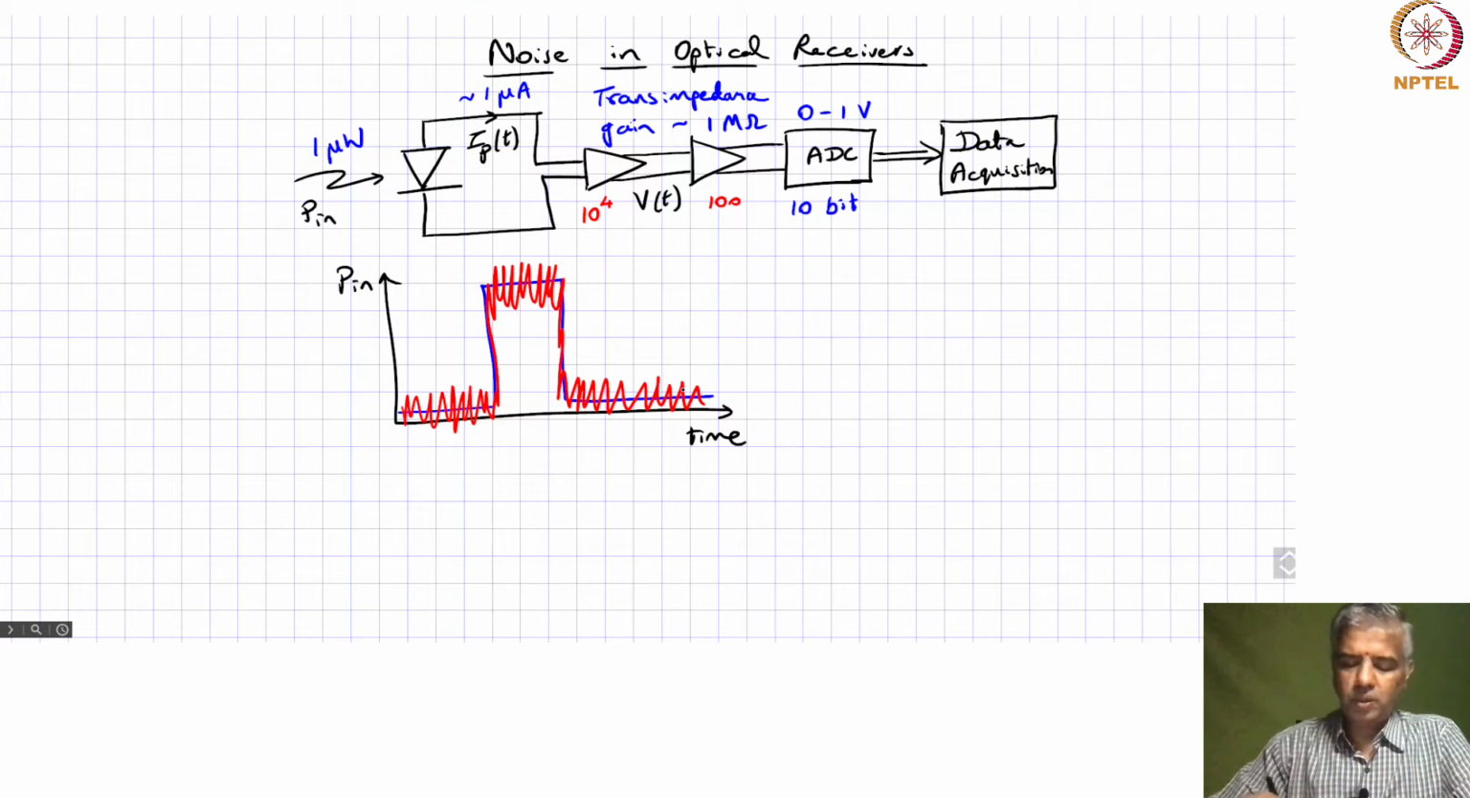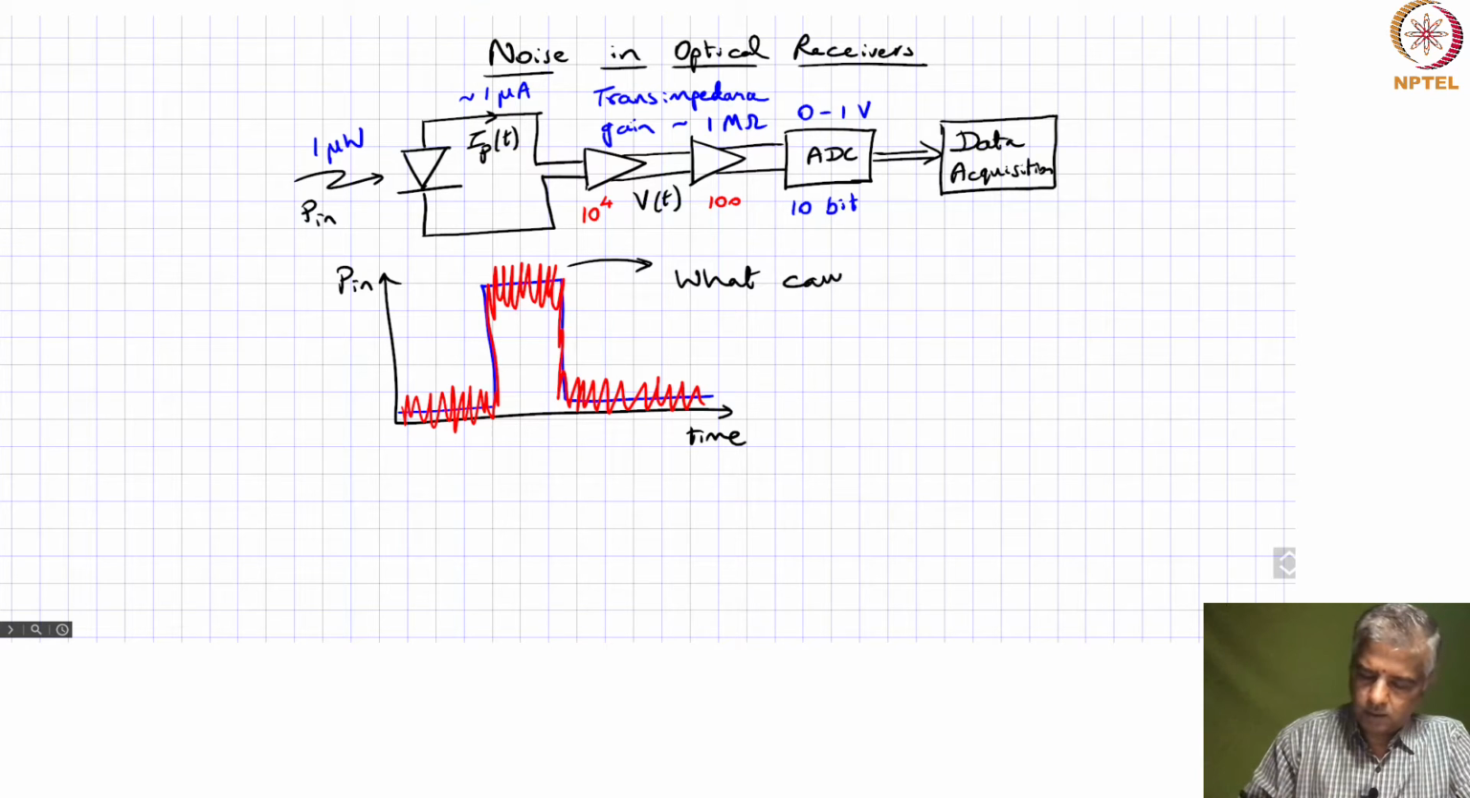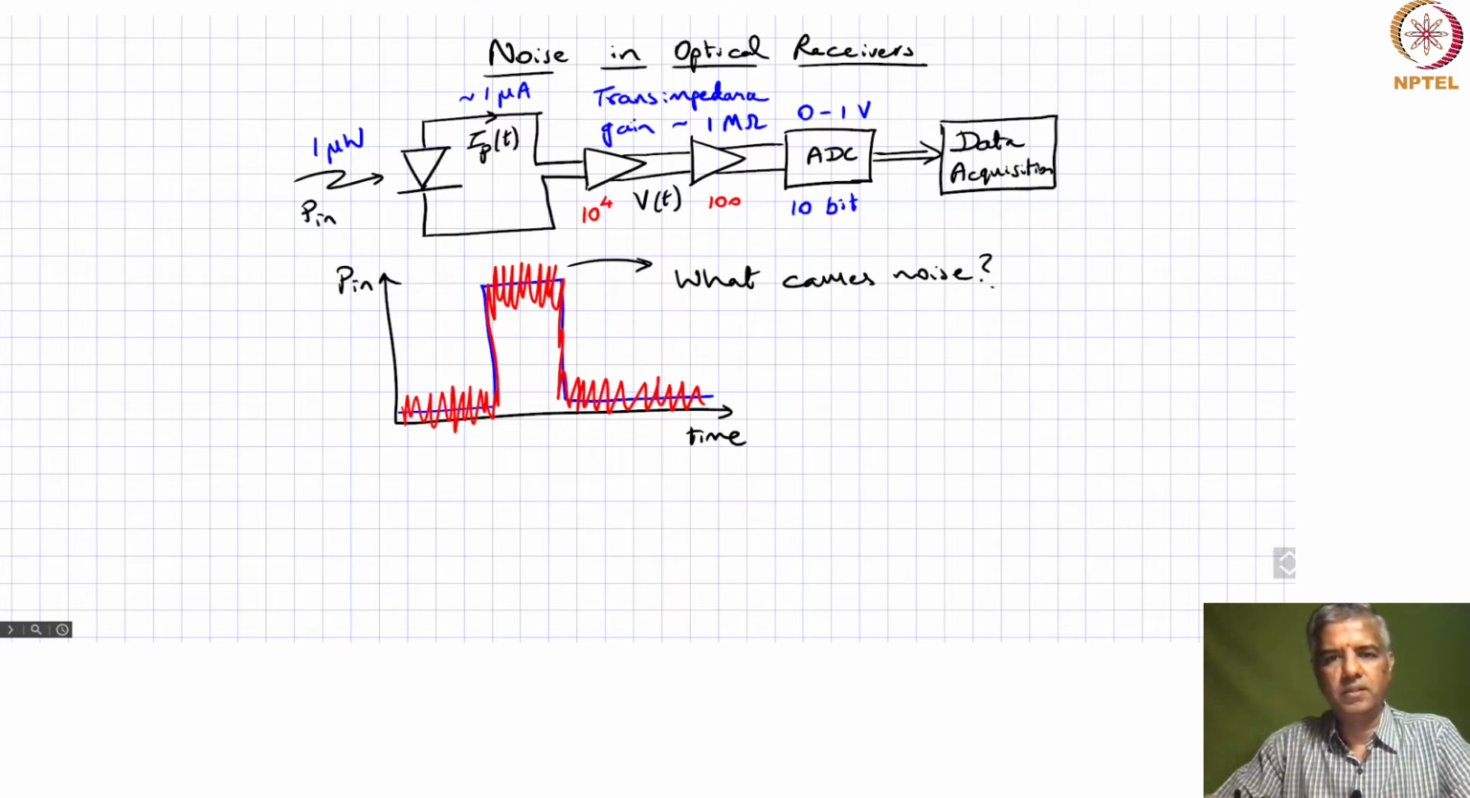Okay, so in today's lecture, we will look at what causes noise in this optical receiver, and specifically, how we can try to keep the noise that's added to a minimum. We will also look at potential noise mitigation techniques to improve the signal to noise ratio. So let's move on and see what the possible sources of noise are.